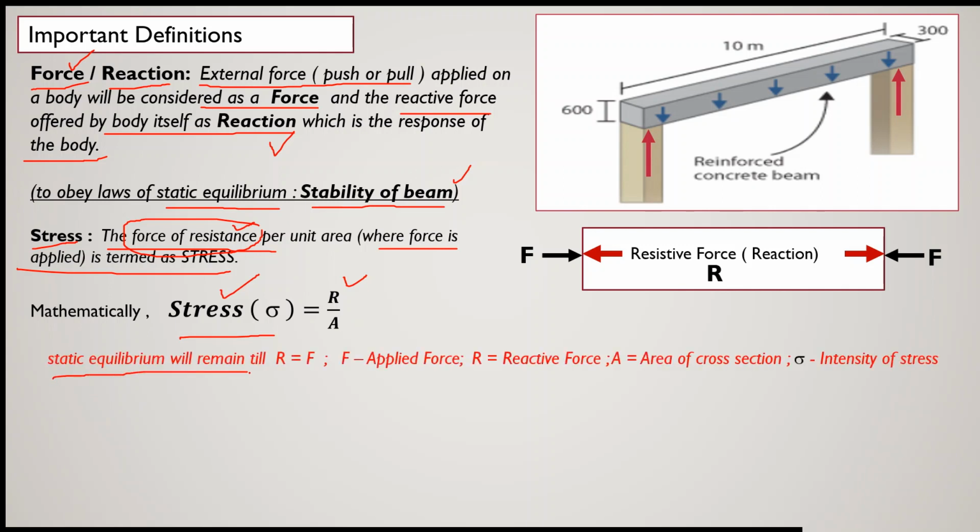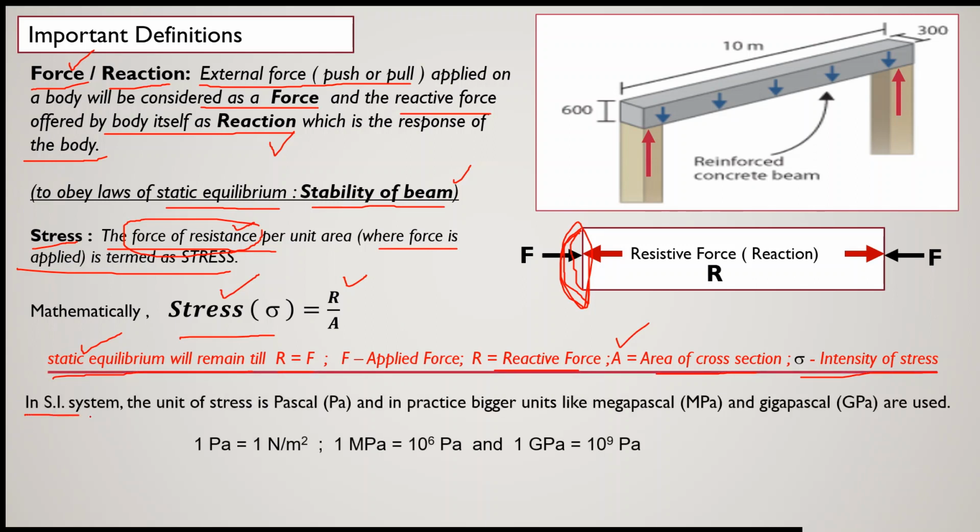So static equilibrium will remain till R is equal to F, and till R is equal to F, there will be no deformation. When there is no deformation, it is static equilibrium, where F is the applied force, R is the reactive force, and A is the area of cross section. Now this is a structural member, so it may be like this. If it is a rectangular member like this, then this area will be the area of cross section. So when reaction is applicable on the body, sigma will be the intensity of the stress, and it can be given by this formula. So one is force, the other is stress.